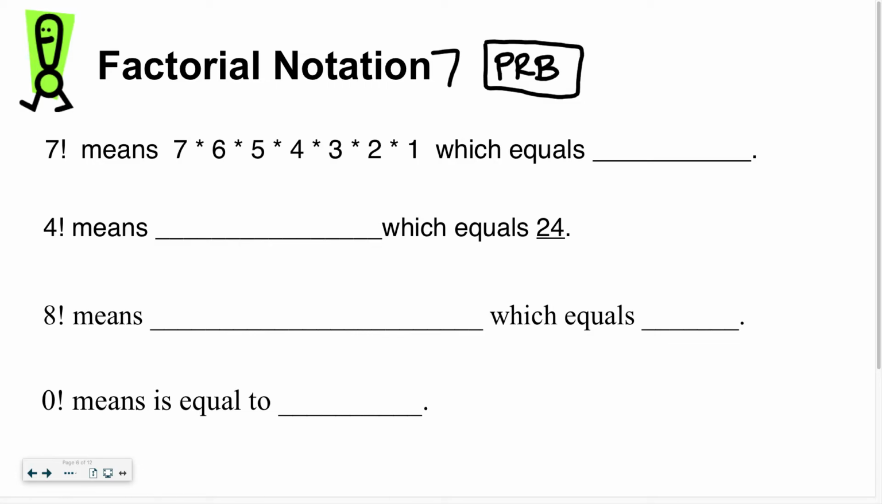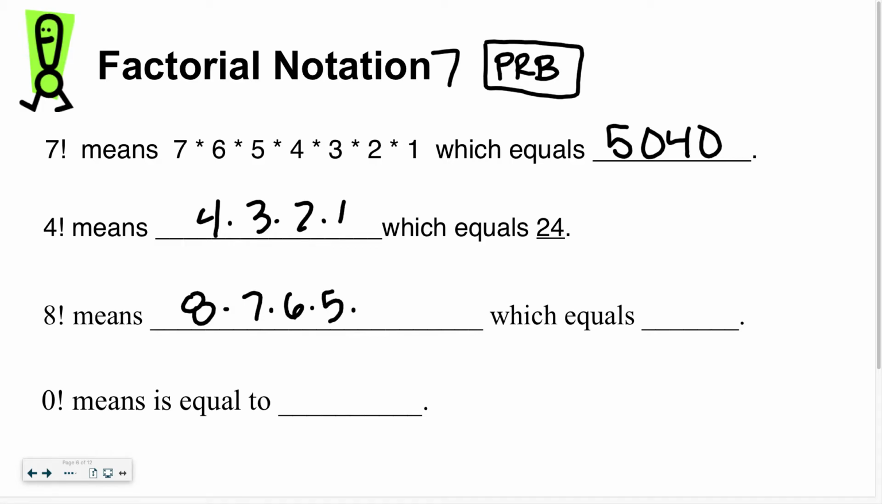What is 7 factorial then? 5040, and you can fill in the rest. 4 factorial means 4 times 3 times 2 times 1. Which is 24. What's 8 factorial? 40,320. So you can type those in. Just make sure you did it.